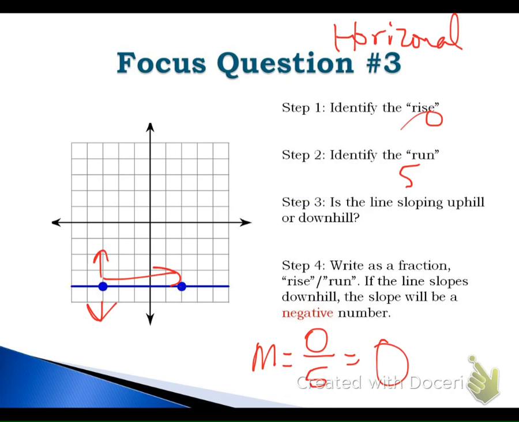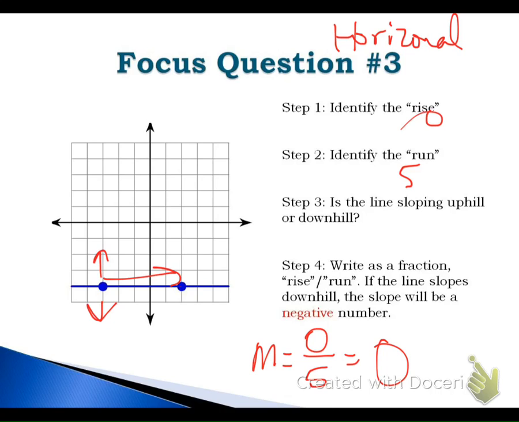I just noticed I was paused. Did you guys get this? It's a horizontal line, so it's not rising or falling, therefore the rise is 0. The run is 5, and 0 divided by any number at all is always equal to 0. That's why the slope is equal to 0.